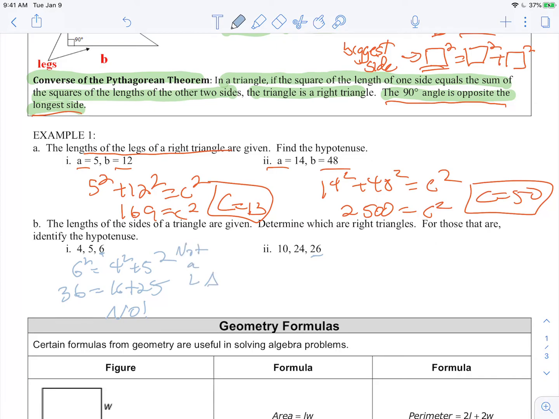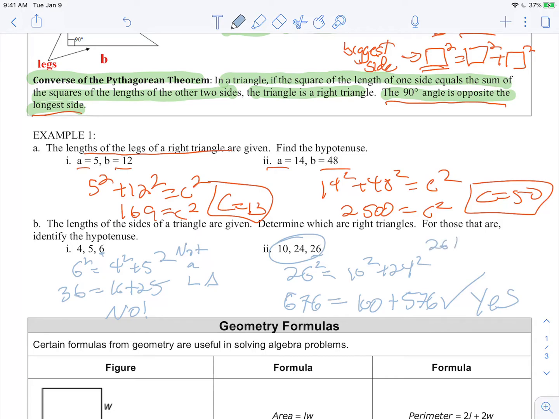Okay, it's my little shorthand to save time here. Okay, so little right angle, right triangle. Over here, does 26 squared equal 10 squared plus 24 squared? So in other words, does 676 equal 100 plus 576? And the answer is yes, it does. So these would be the legs of a right triangle, where 26 is the hypotenuse and 10 and 24 are the legs.